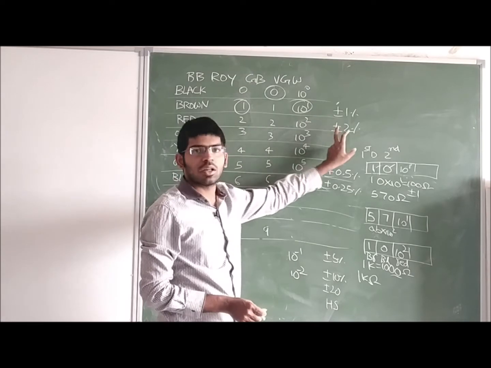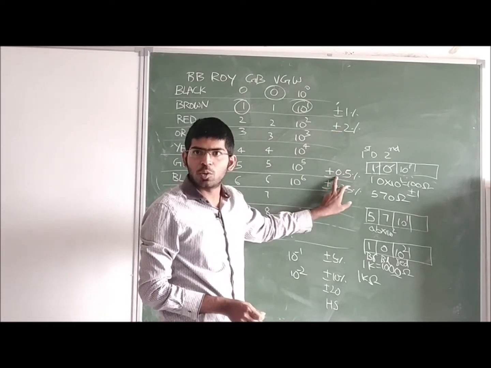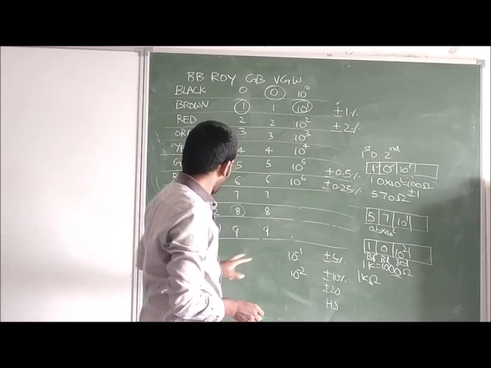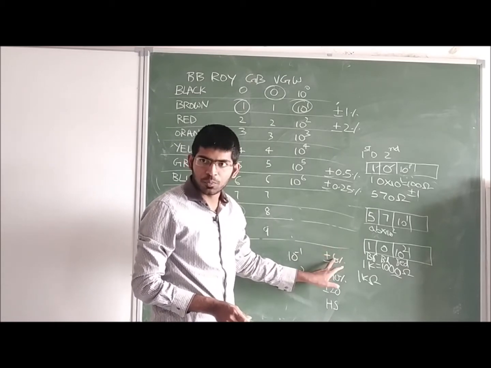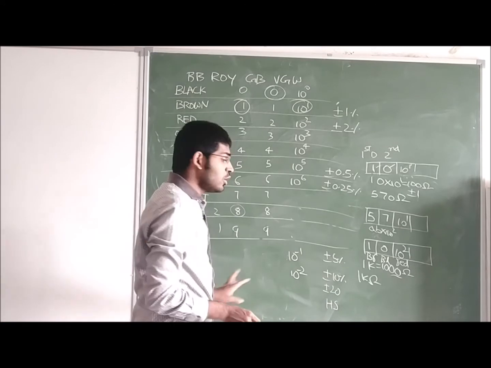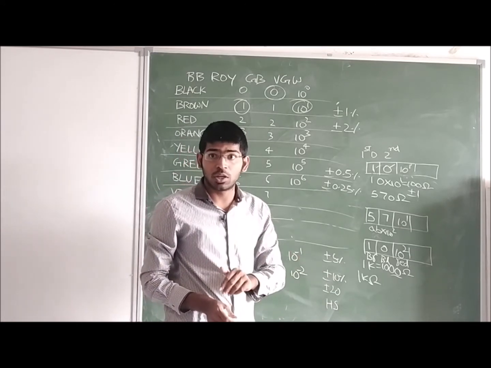When we use red, the tolerance is plus or minus 2. When we use green, the tolerance is plus or minus 0.5. When we use blue, the tolerance is plus or minus 0.25. When we use gold, the tolerance is plus or minus 5. Silver, plus or minus 10%. When we use no color, then the tolerance is plus or minus 20%.